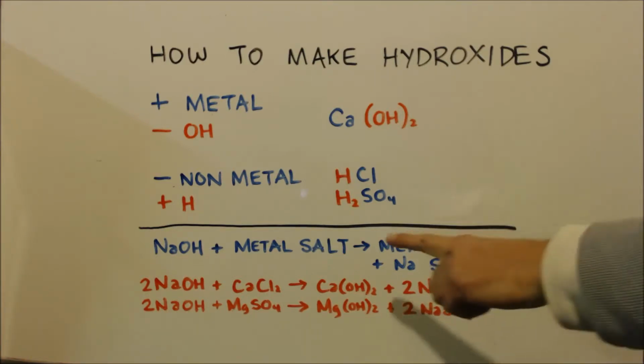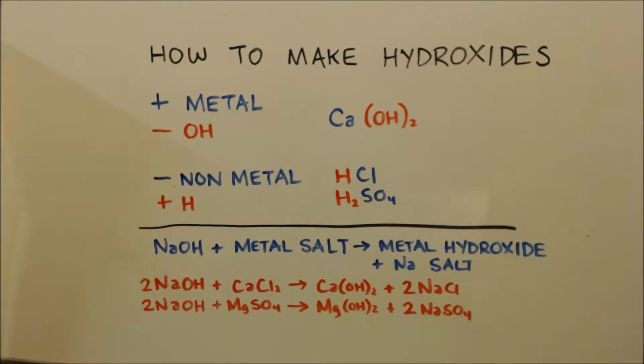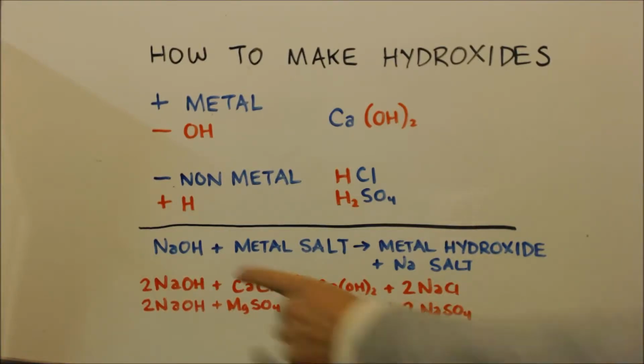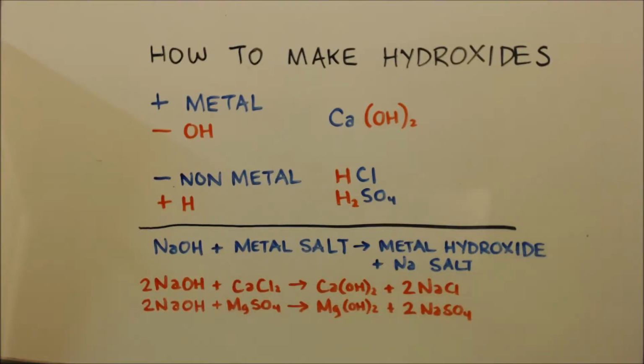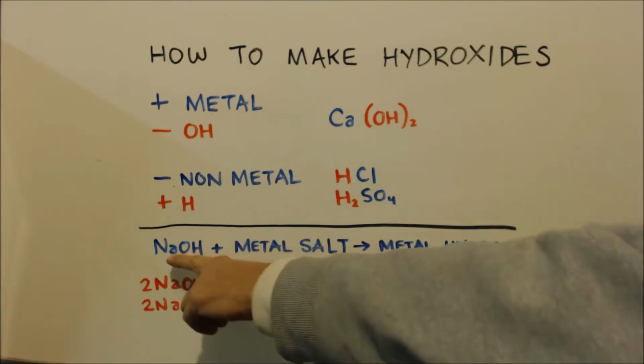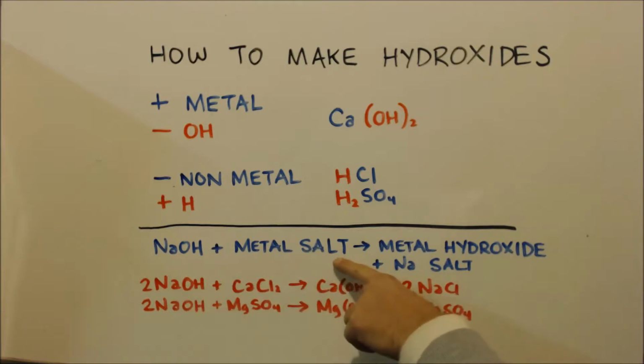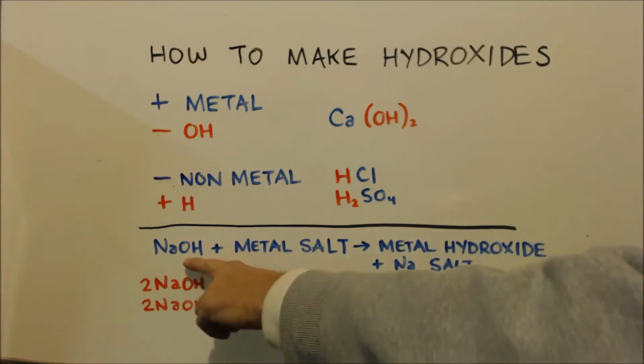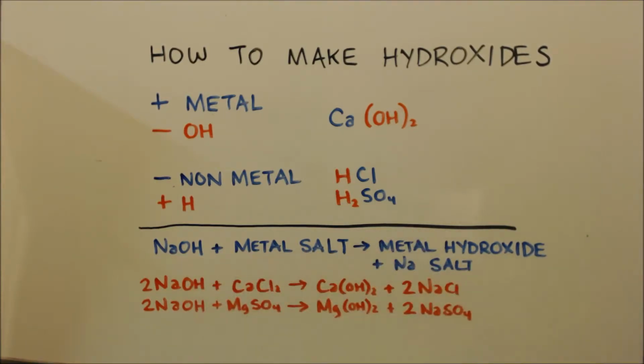And you look down here on these equations. Basically, you just add some sodium hydroxide to any metal salt that you want to be a hydroxide. And then it will make metal hydroxide and sodium salt. See how they're just switching? The sodium's going to make the salt, and the metal's going to get the hydroxide. They're just switching spots.